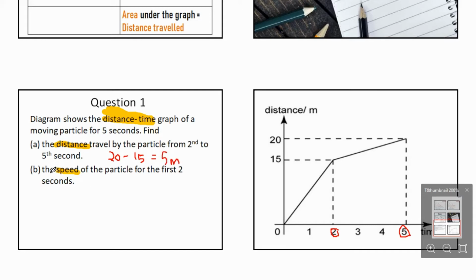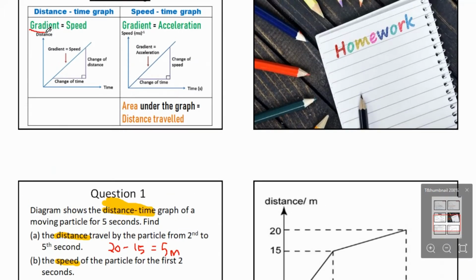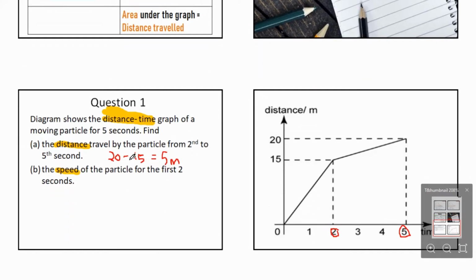B. The speed of the particle for the first 2 seconds. For a distance against time graph, if we want to find the speed, then we have to look for the gradient, because in a distance against time graph, the gradient is the speed. So we just find the gradient for the first 2 seconds.